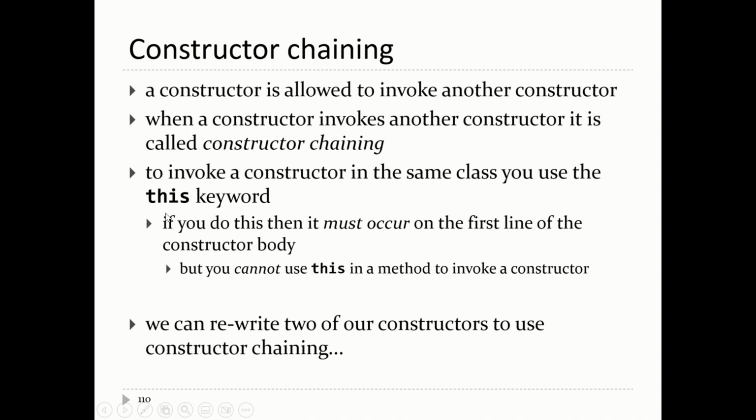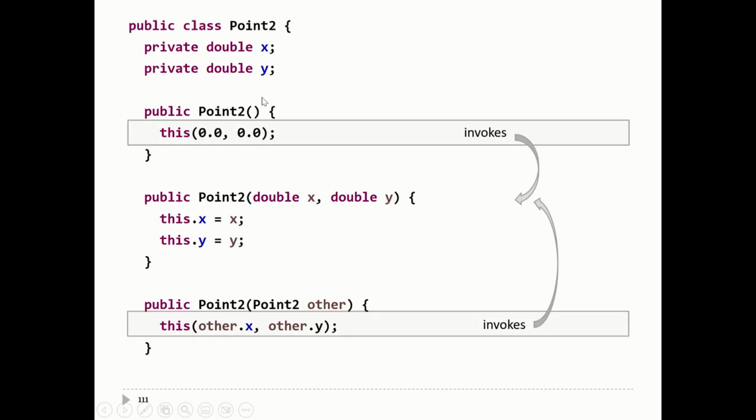The way you do it is you use the keyword this, which is slightly unfortunate. So now this has another meaning, and you have to infer the meaning based on the context. So you use this instead of the name of the constructor. The way you do it is as follows.